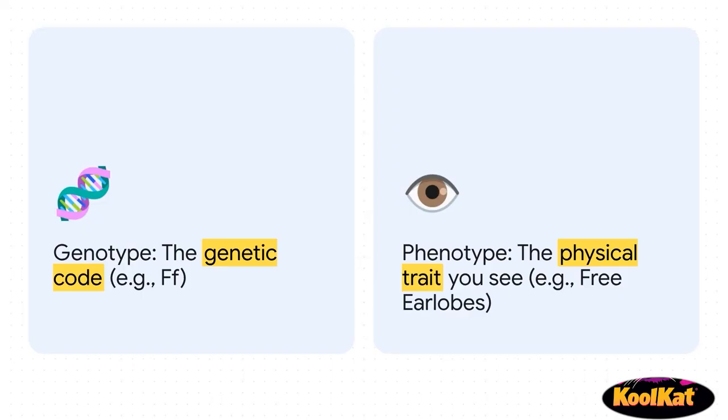Okay, this brings us to a really crucial difference: genotype versus phenotype. The genotype is the actual genetic code, the combination of letters, like FF. The phenotype, on the other hand, is the physical thing you can actually see with your eyes, like having free earlobes. Here's an easy way to remember it: geno is the code, pheno is the photo.